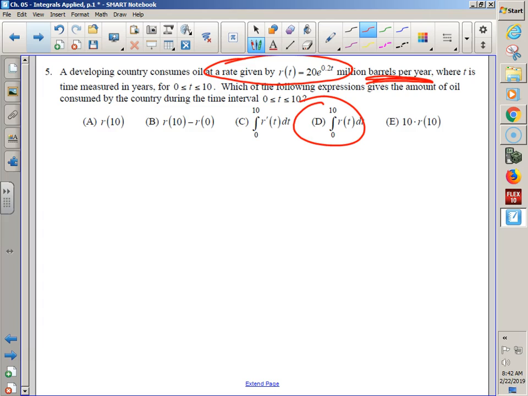The amount of oil, are they asking for a how fast or are they asking for a how much? How much? So take an integral of the rate they already gave you, and they gave you the time 0 to 10. Although it would have been a whole lot nicer saying something about over those 10 years, but they gave you a very mathy expression.